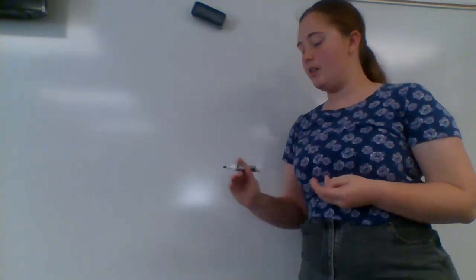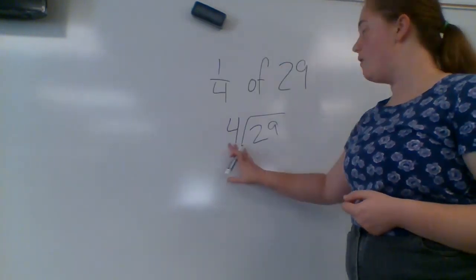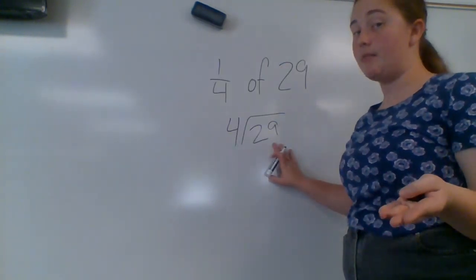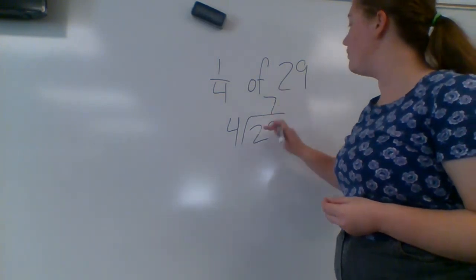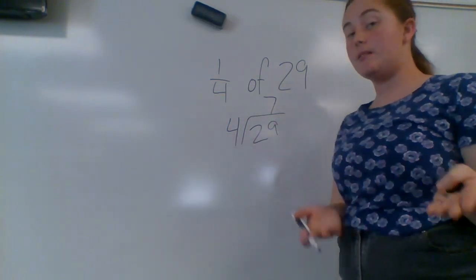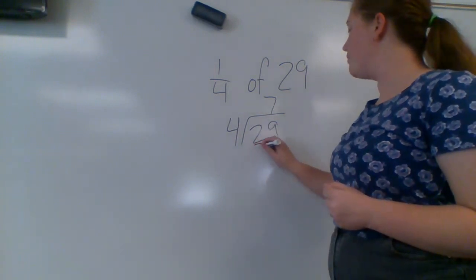Okay, you should have D, E, and F all done. So let's go ahead through those. 4 will go into 29. How many times? Yeah, let's try 7. 4 times 7 is, right, 28.